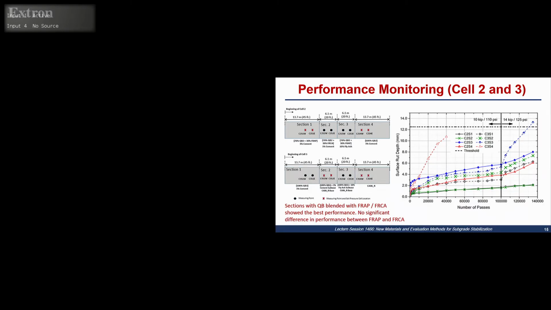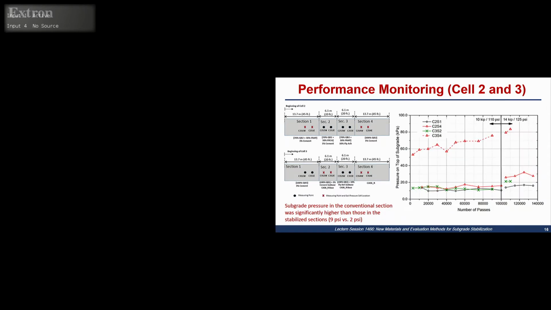The only stabilized section that surpassed the threshold of ½ inch was this section here, the inverted pavement that had the fly ash subbase and then the conventional aggregate base. But still, if you look at the number of passes, we're talking about around 130,000 passes at very high load levels, so that can also be considered good performance.